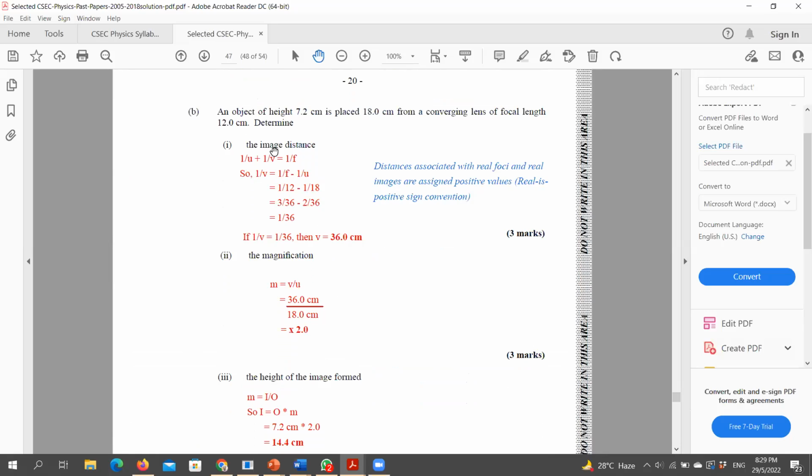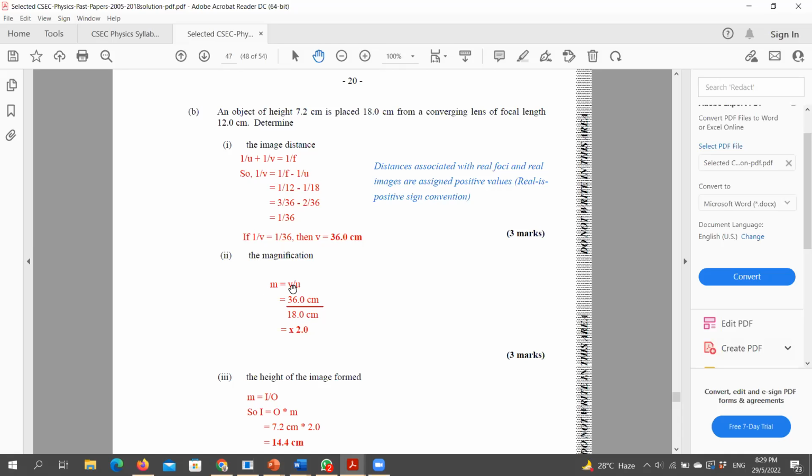All right, an object of height 7.2 centimeters is placed 18 centimeters from a converging lens of focal length 12 centimeters. Determine the image distance. So we apply the lens formula: 1 over u plus 1 over v is equal to 1 over f. So we have to find v. Image distance is v. We know that 1 over v is equal to 1 over f minus 1 over u. So that works out to 1 over 36. 1 over v is 1 over 36. So v is equal to 36 centimeters.